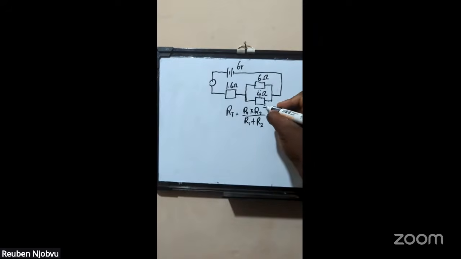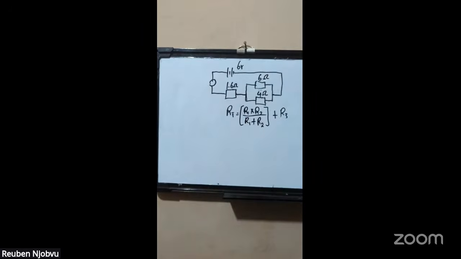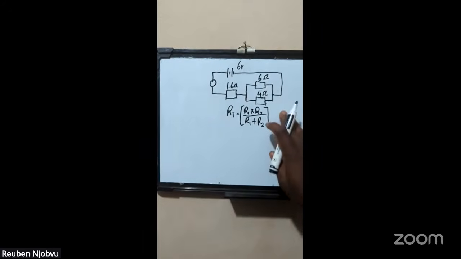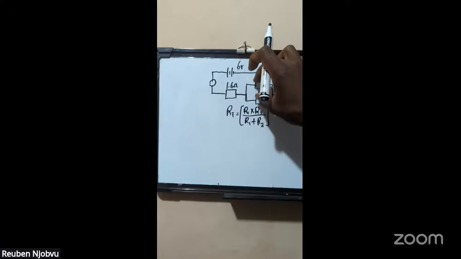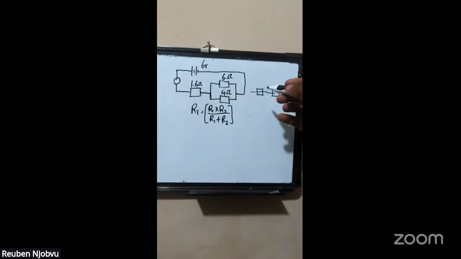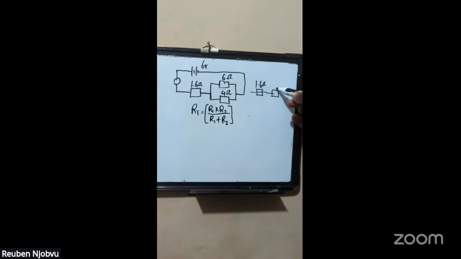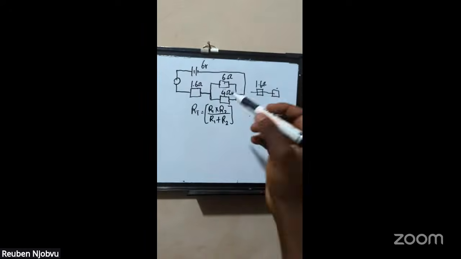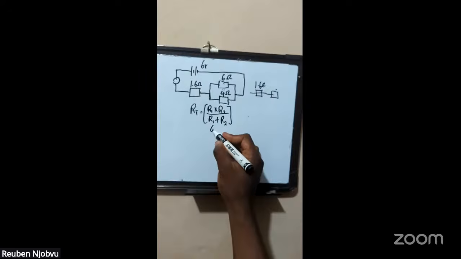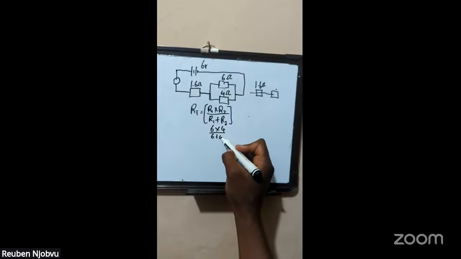Whatever you find here, you're going to add to resistance 3, which is this one. So don't worry first about adding. Let's first find the total for this. Once you find your total, they're now going to be in series, here there's already 1.6, and you simply add. So we're going to say R1 is 6, times R2, which is 4, over 6 plus 4.